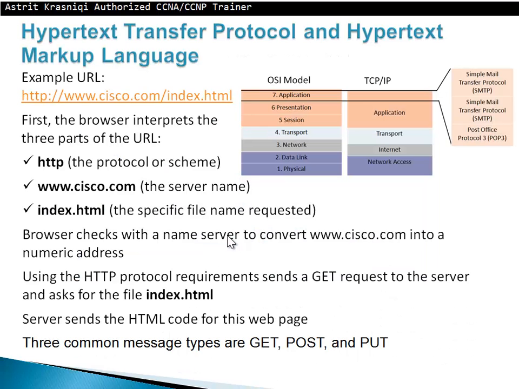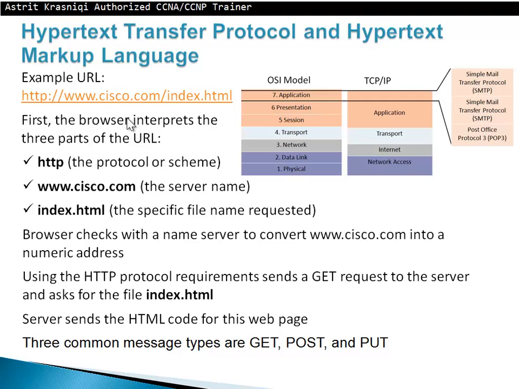Hypertext transfer protocol and hypertext markup language, for example HTTP. If you give it in the address bar, you write http://www.cisco.com/index.html. Now HTML is the language for this website, and HTTP is a protocol for www. So the browser will look and say, okay, the HTTP part of it is a protocol or scheme that we are using. www.cisco.com is the server's name.